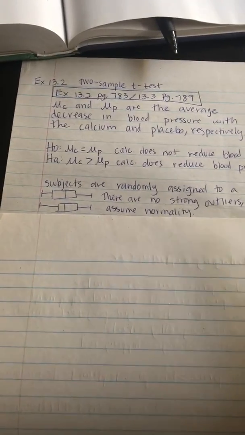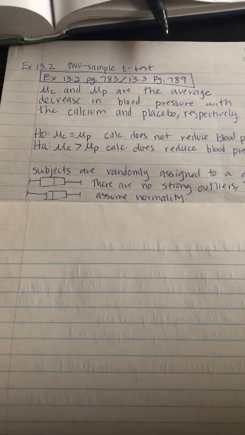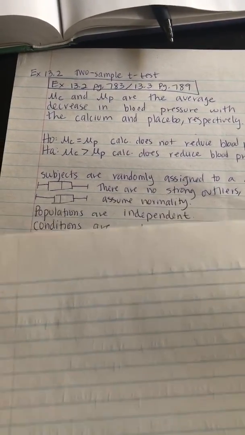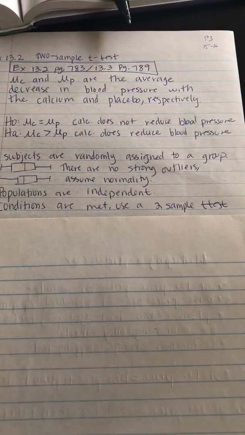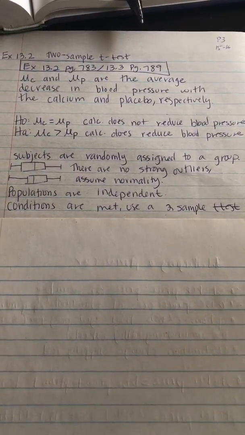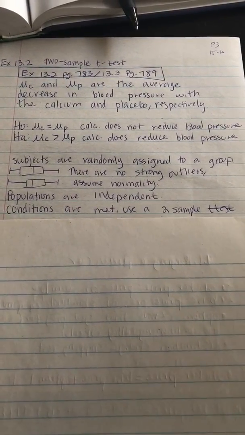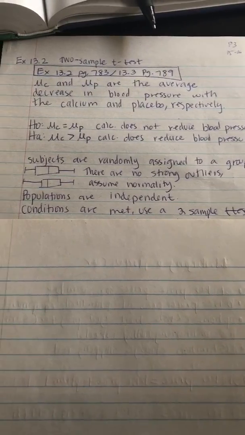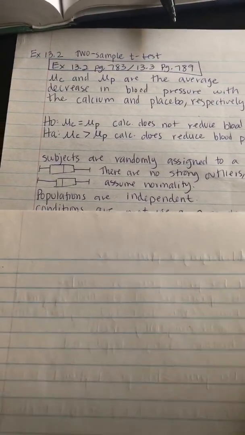You can do a histogram or box plot. So they're not really skewed. We'll say there's no strong outliers, assume normality. And then independence, you can say one doesn't affect the other, or you can say the populations are independent. And then you name the test. So this would be a 2-sample t-test. And then we go on to the formula.